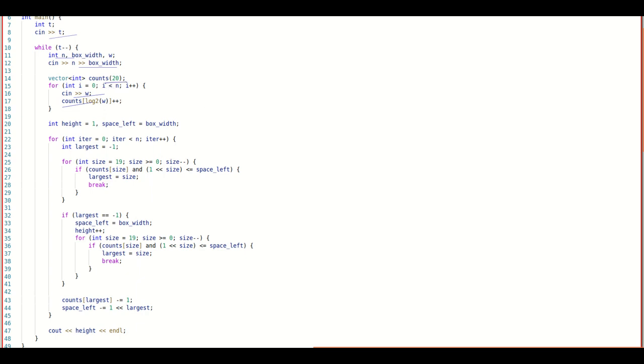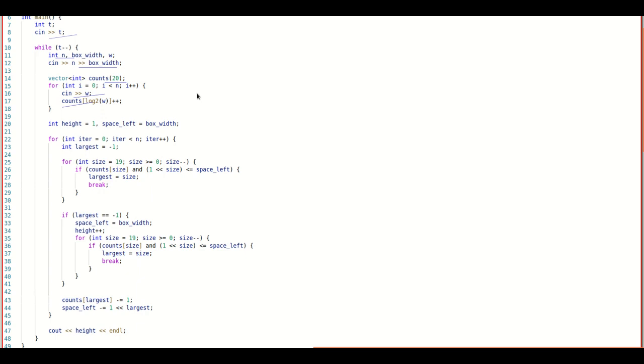So counts[i] will contain the number of rectangles that have width 2 to the power i, and it will always be less than 2 to the power 20, since the width can always be less than 10 to the power 6. So the log 2 of 10 to the power 6 will always be less than 20. So size 20 is sufficient. So now in the counts array, counts[i] gives the number of rectangles that have width 2 to the power i.